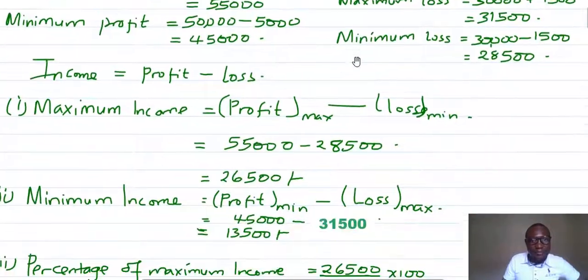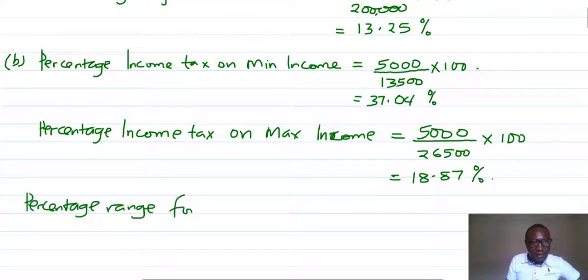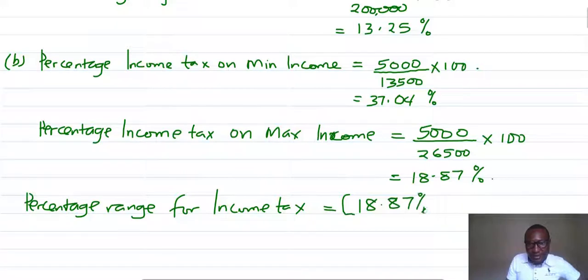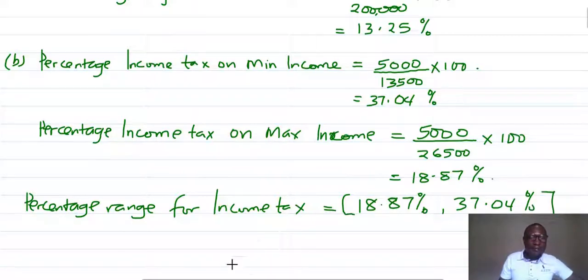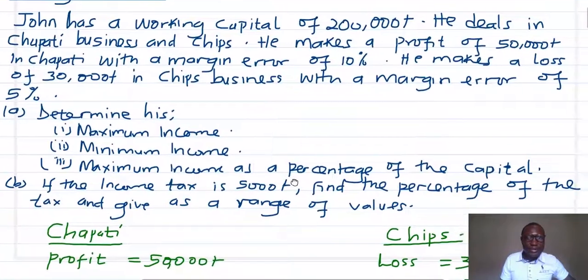They needed us to give our answer as a range of values. That means the maximum and the minimum percentage ranges for income tax is now equal to, let's bring the minimum percentage, which is 18.87%, to 37.04%. So we have come to the end of the solution to our example here.